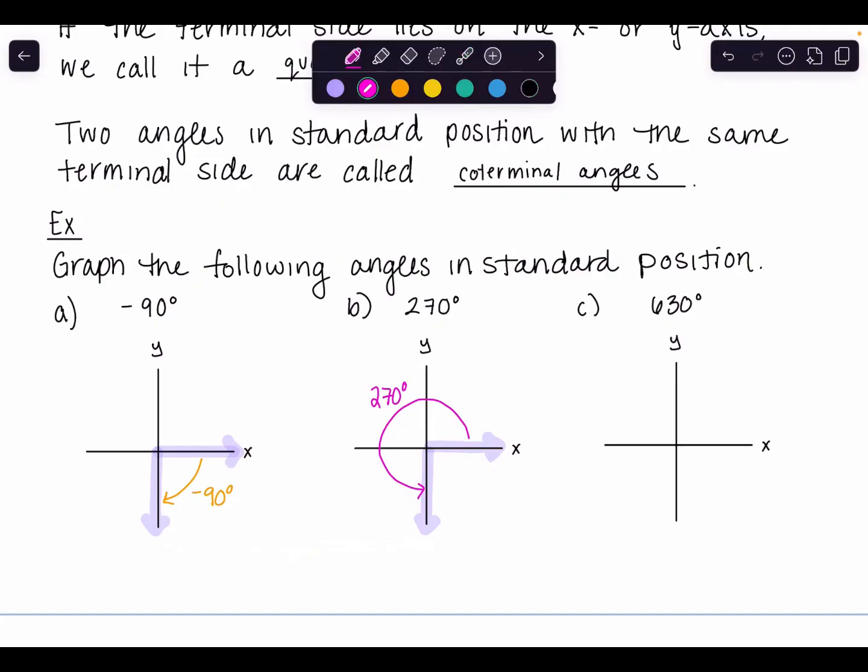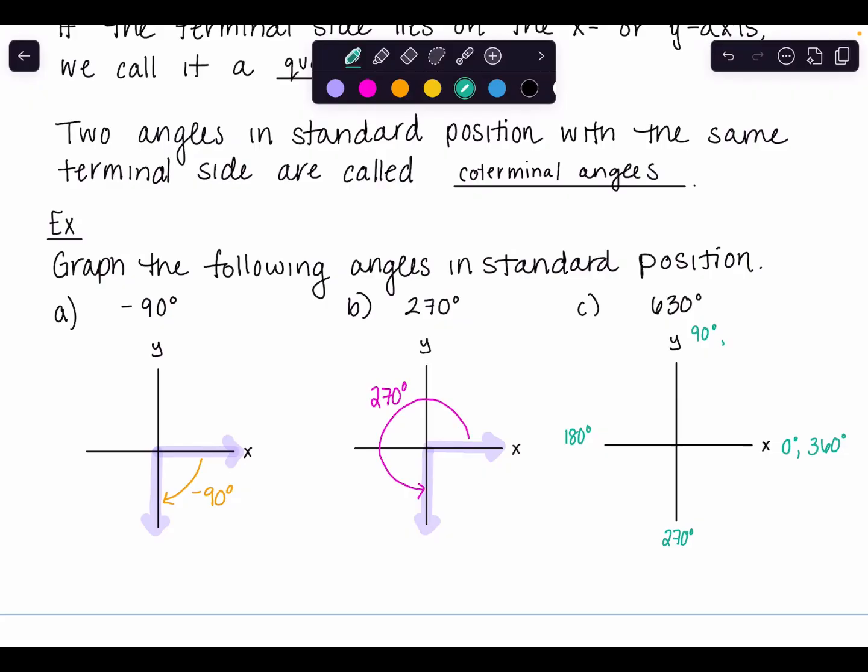If you think about 630, well, that's bigger than 360 degrees. So again, you can think about this in terms of 90. This is 0 degrees. This would be 90. This would be 180. This would be 270. And then coming back up here gets me to 360.